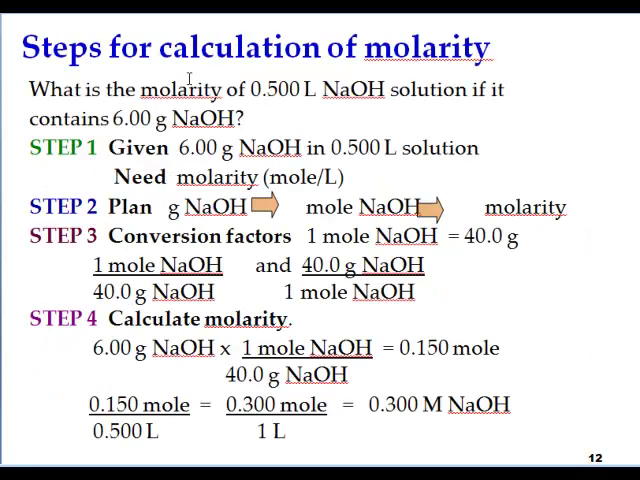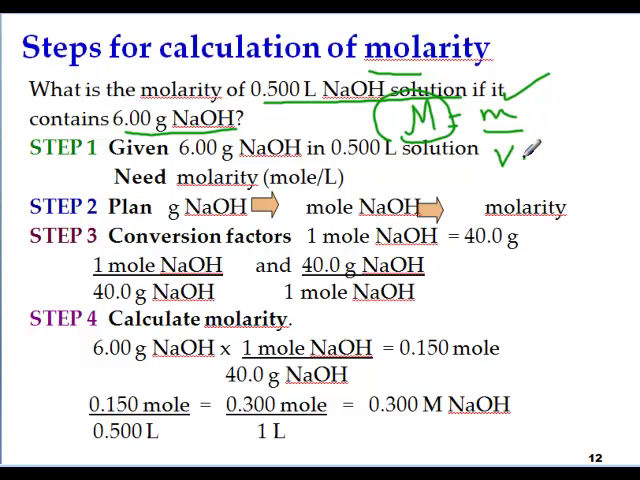So keeping that in mind, here is an example that I want to go over with you. Steps for calculation of molarity. There are 4 steps to this process. The first step, for example, let's look at the question first. What is the molarity of 0.5 liter sodium hydroxide solution if it contains 6 grams sodium hydroxide? So here's my classic problem, small m over V. What this question is asking you is to find capital M. Capital M will be determined if we can convert our grams to moles, and we have to make sure that the volume we use is always in liters.